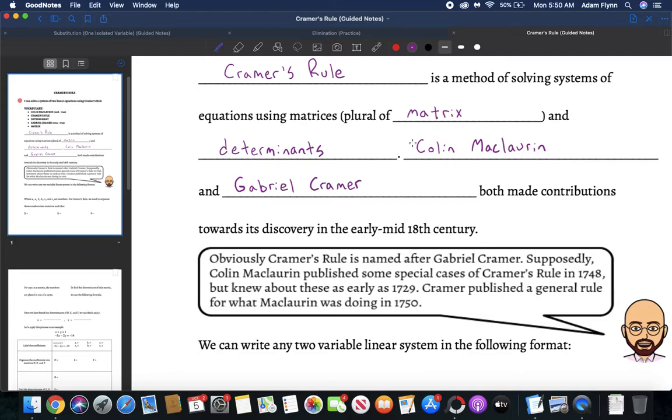Colin McLaurin was doing the special cases, meaning he figured out how to do Cramer's rule, if you will, for a 4 by 4 system of equations, okay, for a 4 by 4 matrix. What Cramer did is he took what Colin McLaurin was doing and made a general rule that applied to all square systems of equations, okay, meaning 2 by 2, 3 by 3, 4 by 4. Cramer is the one that made the general rule. So even though McLaurin was doing special cases at the time, Cramer generalized it and was able to get the credit for the discovery.